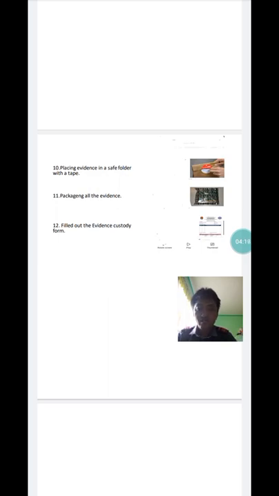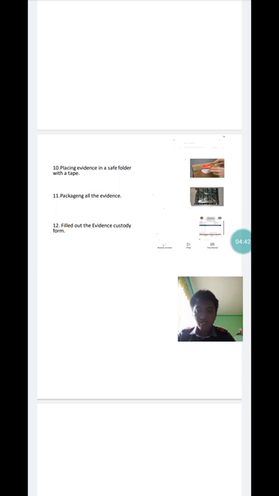Next is packaging all the evidence. In packaging, the investigator should package all the equipment they use and also all the evidence they obtained, such as the motherboard, connectors, and other materials they use.